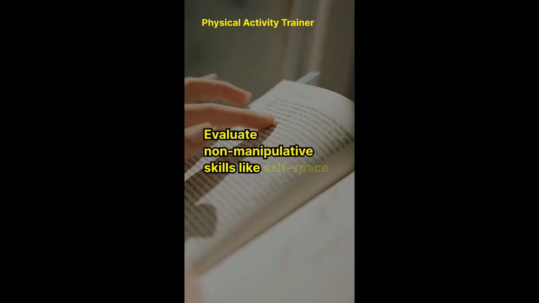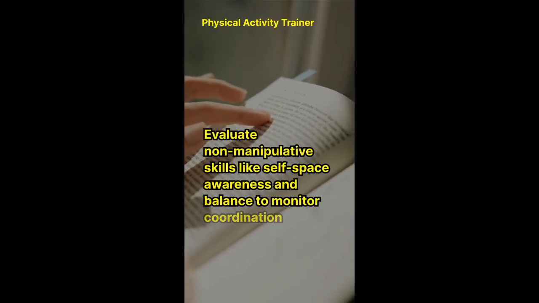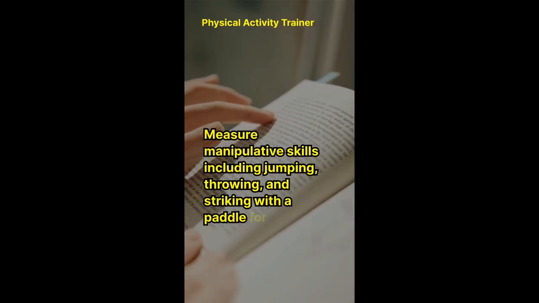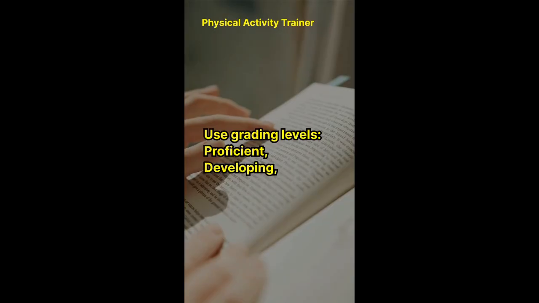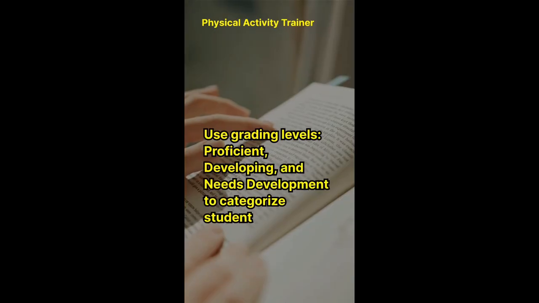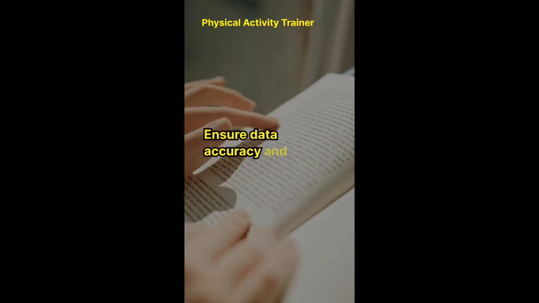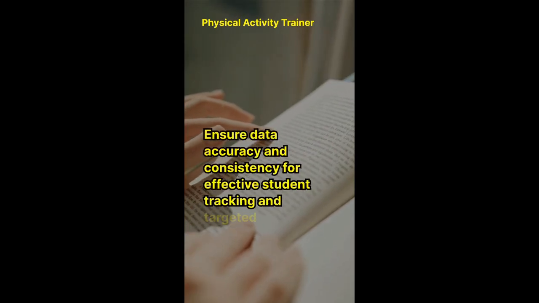Evaluate non-manipulative skills like self-space awareness and balance to monitor coordination. Measure manipulative skills including jumping, throwing, and striking with a paddle for motor skills. Use grading levels, proficient, developing, and needs development to categorize student abilities. Ensure data accuracy and consistency for effective student tracking and targeted skill improvement.